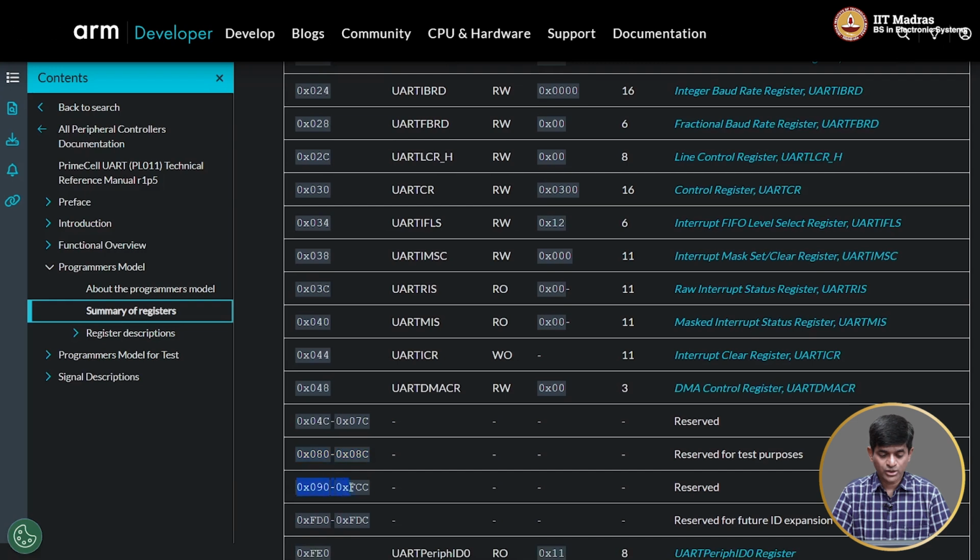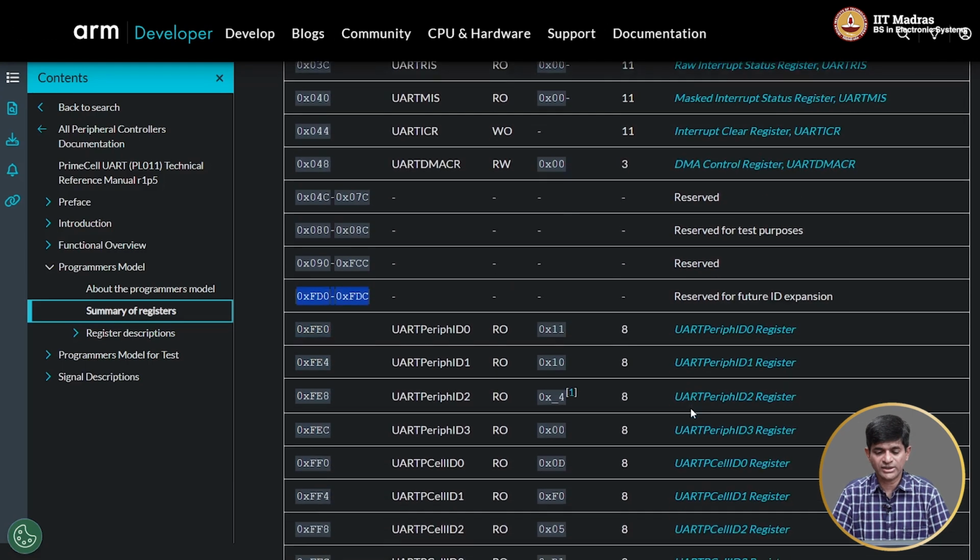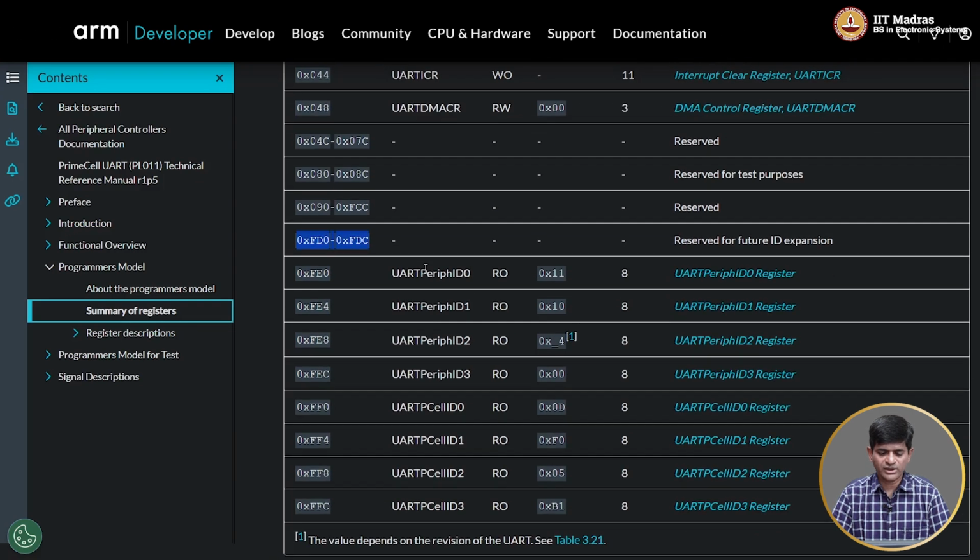After that, you can see that there's actually a huge chunk of addresses, right? If we do the calculation, 0x090 up to 0xFCC, this is almost at beyond 4000 at this point. So this chunk of addresses from around 140 up to nearly 4000 or thereabouts is reserved. And then there is another small chunk of addresses which it says reserved for future ID expansion. Once again, right now all that you can say is okay, you shouldn't be using those addresses. And then there are a whole bunch of different peripheral IDs and cell IDs, all of which correspond to different kinds of behaviors that are defined as part of the data sheet of the system.